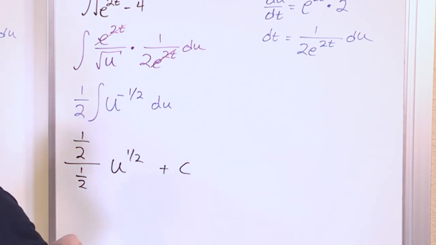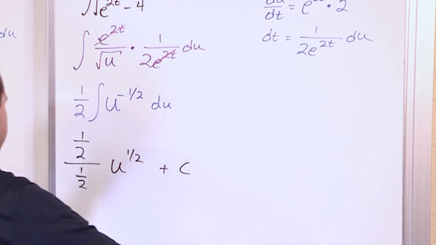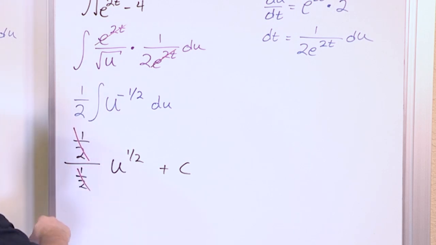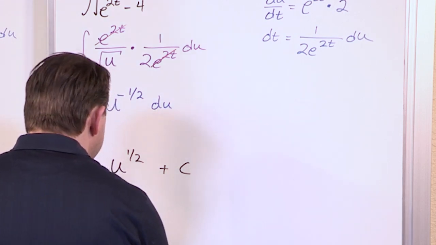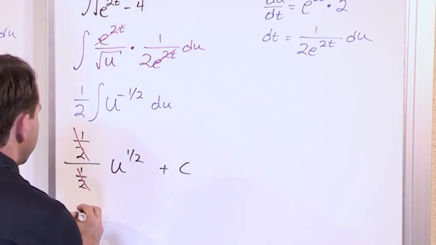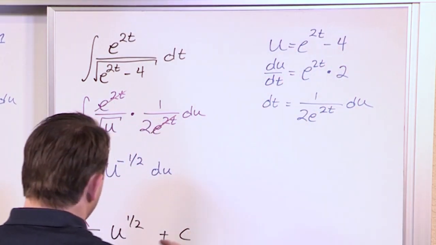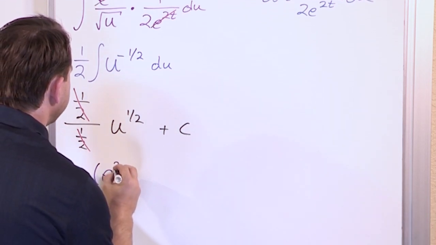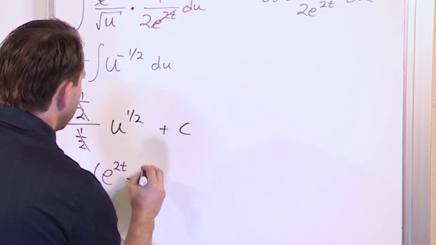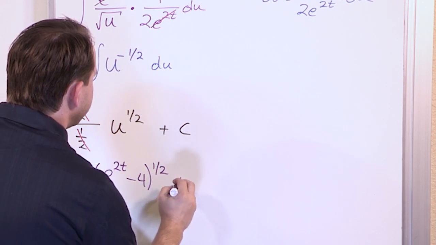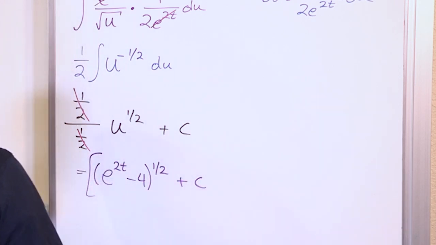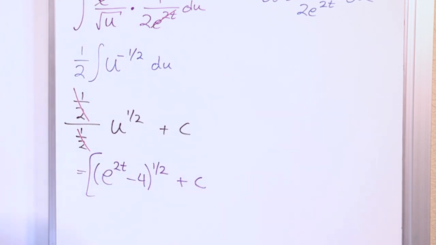So this looks really nice, actually, because the 1/2 and the 1/2 obviously cancel out, so you have 1 out there. And then finally, the answer is going to be u to the 1/2. U we had defined to be e to the 2t minus 4. It's going to be e to the 2t minus 4, all to the power of 1/2 plus a constant of integration. So that's the answer. e to the 2t minus 4, all raised to the 1/2 power, plus a constant of integration. And that's the final answer.